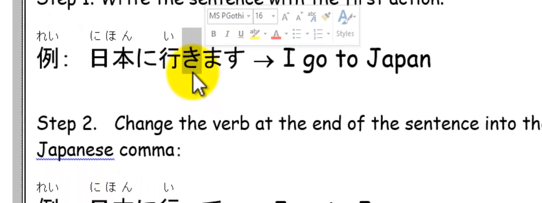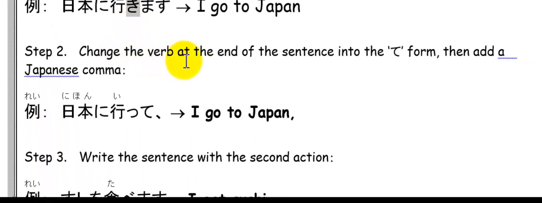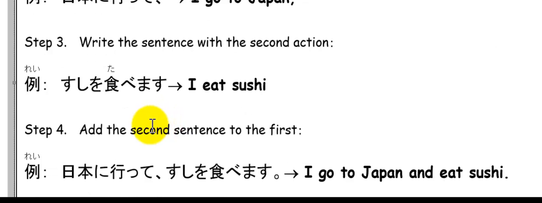It's itte. So we're going to change the verb at the end of the sentence into the te form, and then add a Japanese comma. In the case of ikimasu, we've just figured out it goes to itte. So we've got Nihon ni itte, comma. So, I go to Japan. And once you've got the te form, then you can link something onto it. Let's have a look how we're going to do that. And that's our step 3.